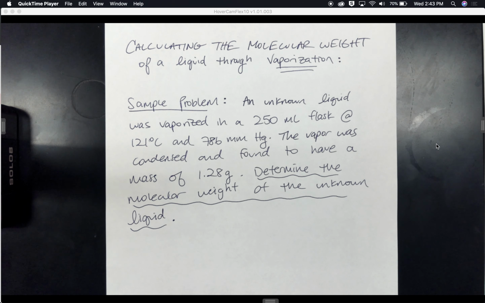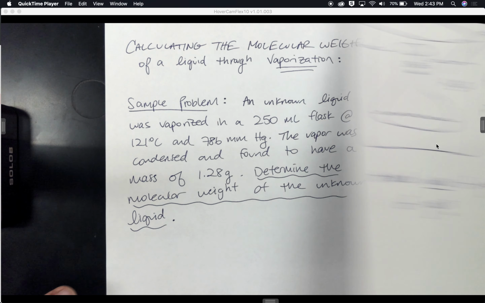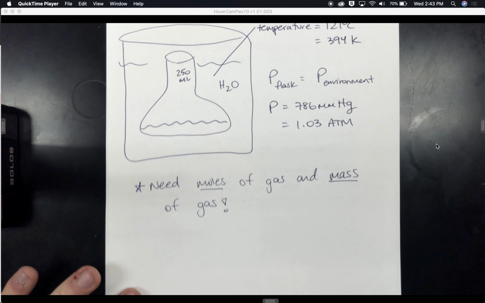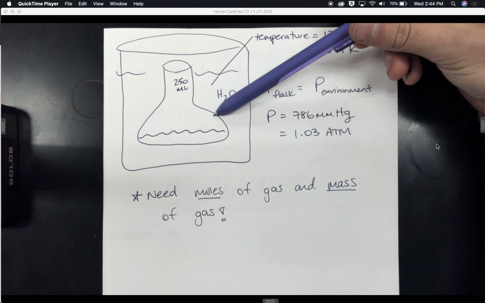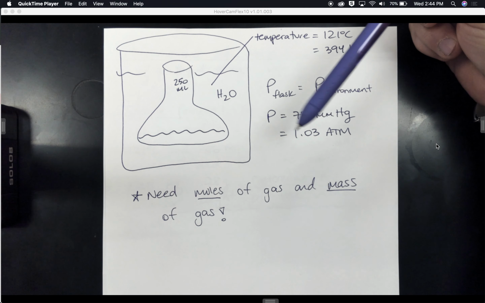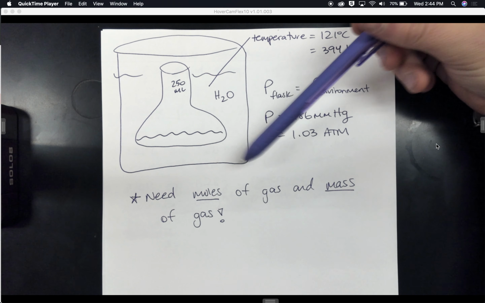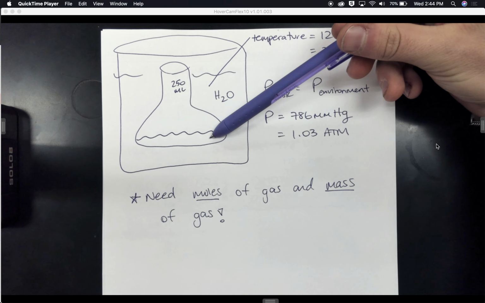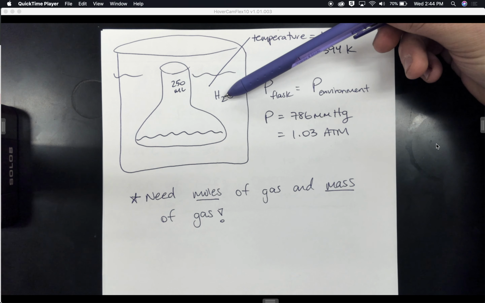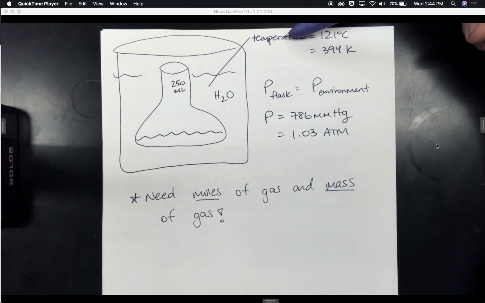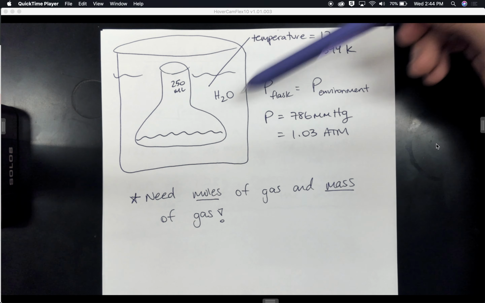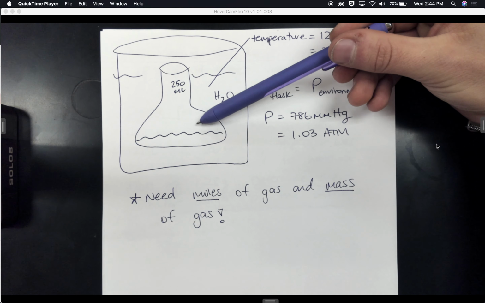Now, let's get a sense of what our experiment is going to look like. Might help us to answer the question. Here you have a pretty rudimentary setup. We have our 250 milliliter Erlenmeyer flask. We have our unknown liquid here. This is what we're trying to figure out the molecular weight of. We're going to heat this liquid using water, and we call this a hot water bath. We assume that the temperature of the water, 121 degrees Celsius, is the same as the liquid that's going to evaporate.